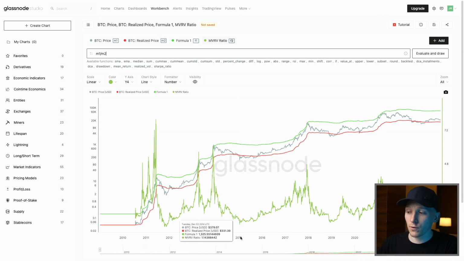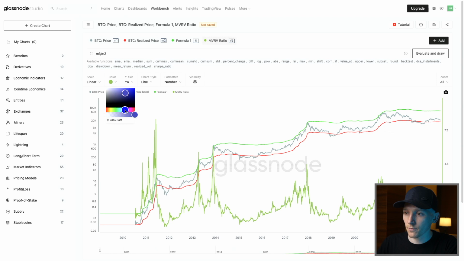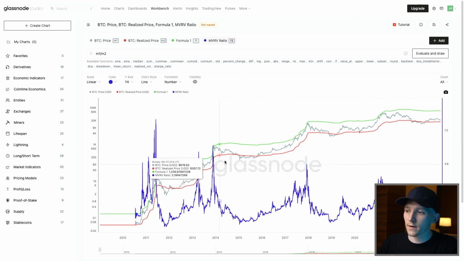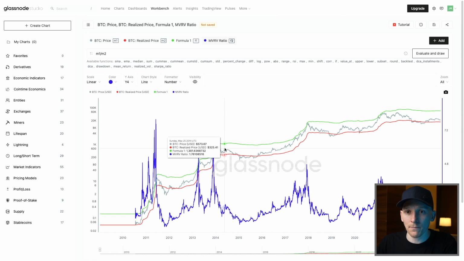So I use MVRV a lot, and the green line here, so I'm just going to change this to probably purple color. What we're seeing down here is when the price gets far away from the realized price, that tends to indicate bull markets. So as you can see here, when it gets very high on the chart, these are bull markets, and then near me, you can see a bull market just above my head. When the price itself gets very low near the realized price, that tends to be bear markets. You can see this ratio tells you that as well.